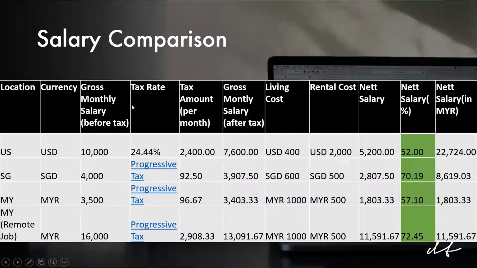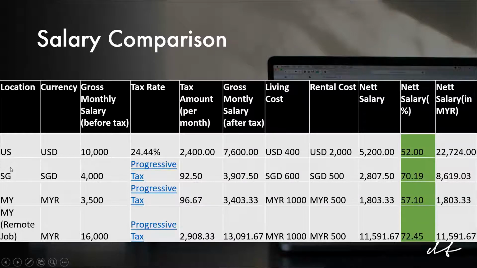Okay. So working in the US, the typical fresh grad with 0 experience will get to earn 10,000 USD, a lot, right? But the tax there is really, really high. It's 25%. So minus the living cost and the tax, you will actually only keep 52% of your net income. And if you convert that remaining savings into MYR, you actually get 22K per month.